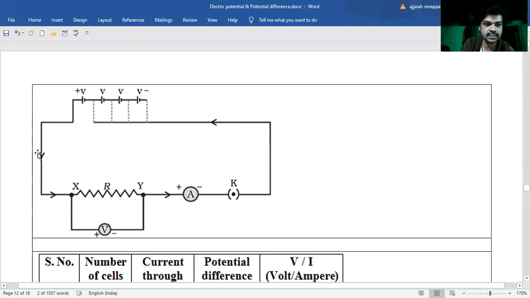Then what else is connected in the circuit? A resistance. It's actually a nichrome wire. You know nichrome wire, which we use in immersion coils, that is water heater. This water heater is normally made out of nichrome. What is nichrome? Nichrome is an alloy. Alloy means it's a mixture of two or more than two metals.